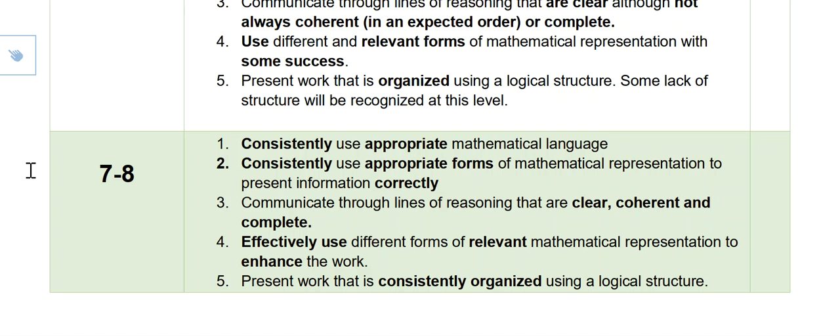So, coming on to this: present work that's consistently organised and using a logical structure. What I don't want is a graph and then two pages of essay. I hate it. I'm not an English teacher, I'm not a history teacher. I don't like essays, hate them, all right? I like pictures. So I like a bit of writing, here's a picture that shows me what.